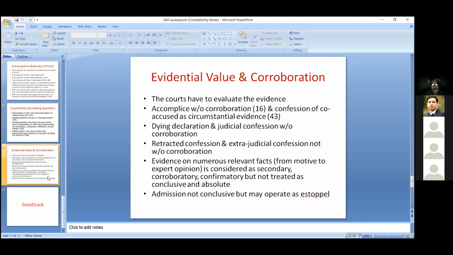So this is the concept of corroboration, which is attracted in retracted confession, extrajudicial confession, dying declaration, and there are a number of provisions related to it. Even expert evidence is sometimes treated as a corroboratory kind of evidence. So there are many manifestations of this particular kind of evidence.